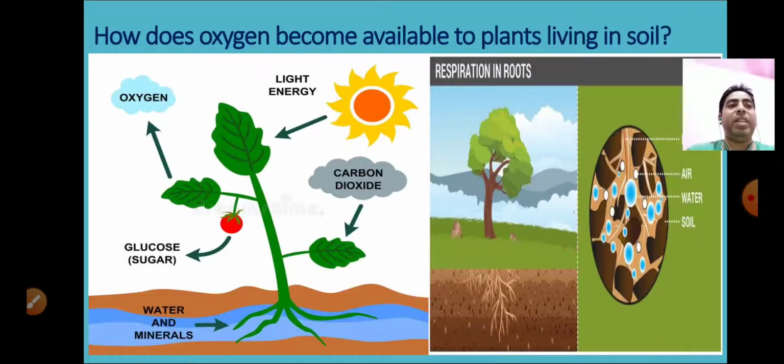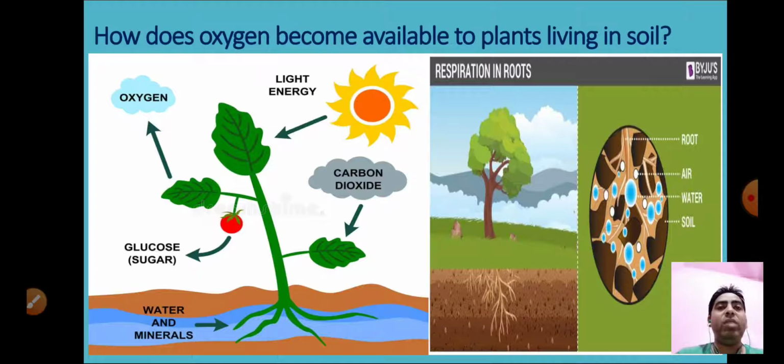Now there is another question: how does oxygen become available to the plants living in the soil? They take the oxygen through their roots. The roots absorb the air, the oxygen, present in the soil. The soil contains air, and that oxygen is taken by the roots of the plant also.